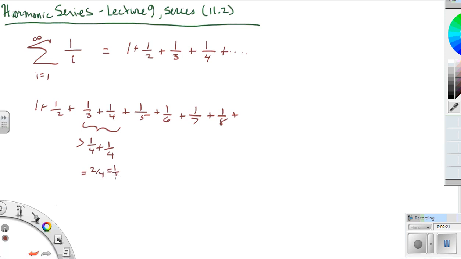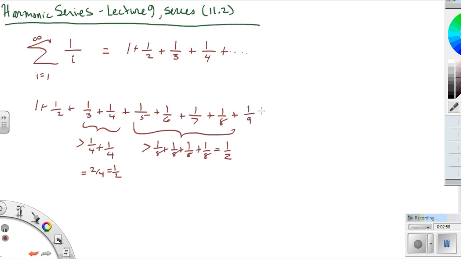Now let's look over here at the next 4 terms, not 2 terms, but the next 4 terms. Well, the smallest of these 4 terms is going to be 1/8, because that's dividing by the biggest number. So that entire sum, those 4 terms, adds up to something bigger than 1/8 plus 1/8 plus 1/8 plus 1/8, which of course is 4/8 or 1/2.